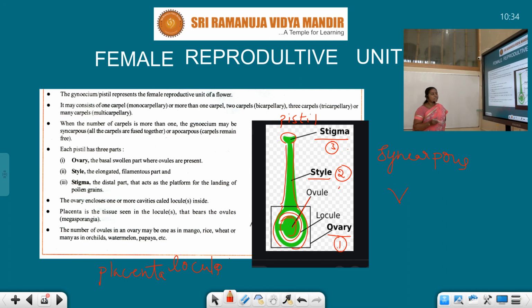In case of mango, it is 1. Rice, it is 1. Wheat, it is 1. There are some fruits that have more, for example watermelon and papaya. So this is the structure of the pistil. Stigma, style, ovary, these are the major parts of the pistil, right?